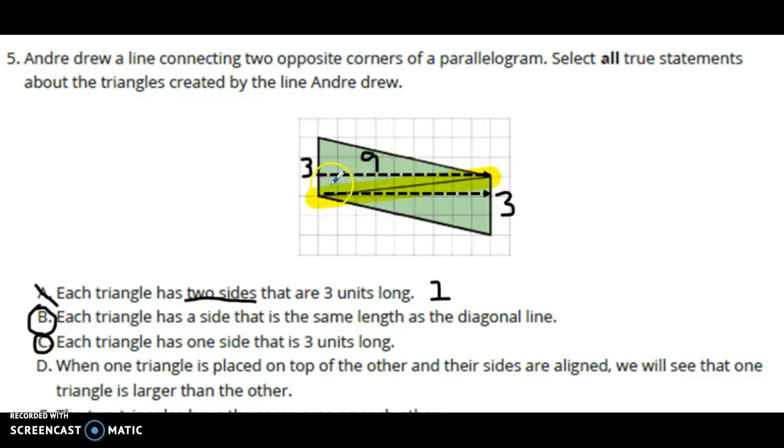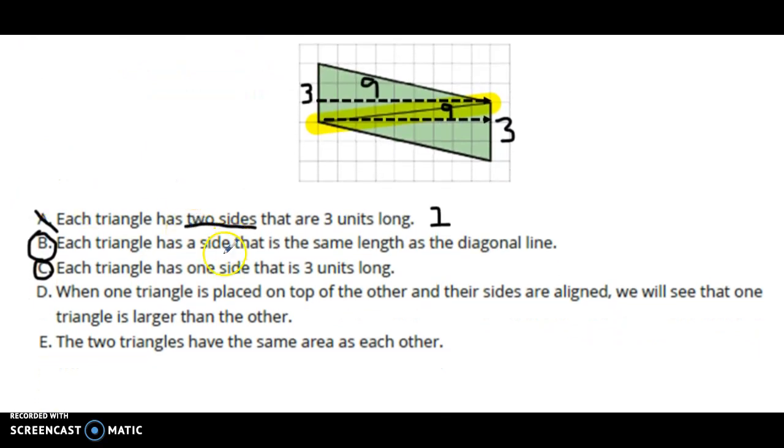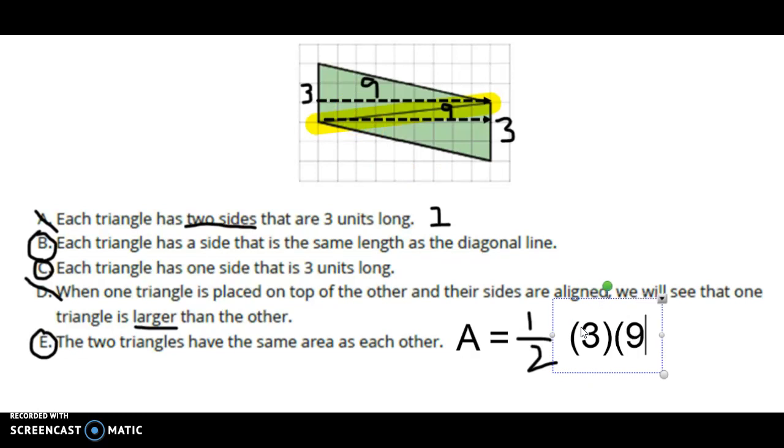Now, does the other triangle have a height of 9? 1, 2, 3, 4, 5, 6, 7, 8, 9. Yes. So if their bases and their heights are the same, guys, these have the exact same area. So is one larger than the other if they have the exact same area? No. The two triangles have the same area as each other. Yeah, we just figured that out. Let's go ahead and write the formula for their areas here. We know that for both of these triangles that their area equals 1/2 times their bases, which are 3, times their heights, which are 9.